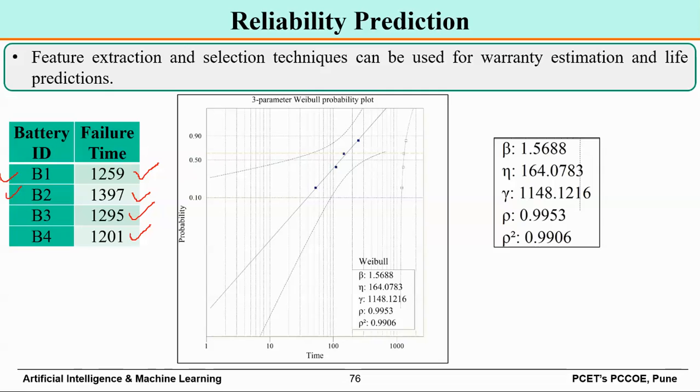Can we fit a second degree parabola? Of course, we can fit. y is equal to a plus bx plus cx square, second model. Can we fit an exponential model? Of course, we can fit. That is another model. Similarly, here you can see a Weibull three parameter probability plot. So Weibull is another model. Have you heard about normal distribution? That is another model. Have you heard about the exponential model? That is another model. So there are different models: straight line, second degree parabola, exponential, normal, Weibull.